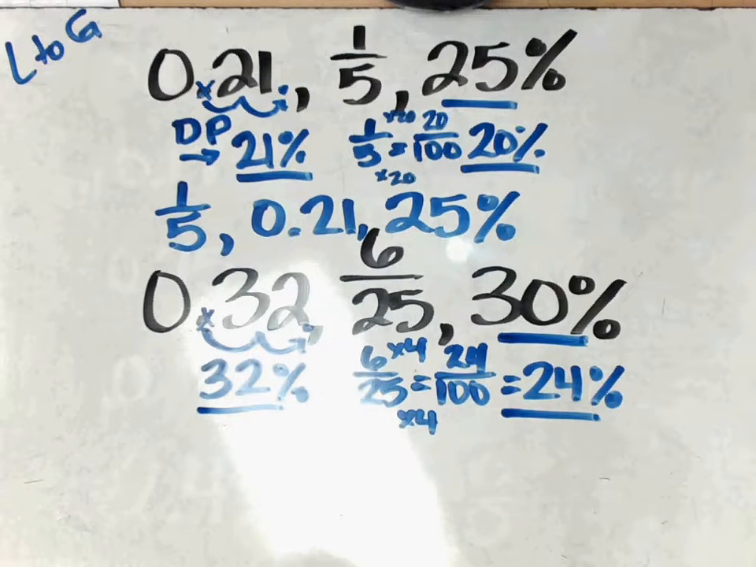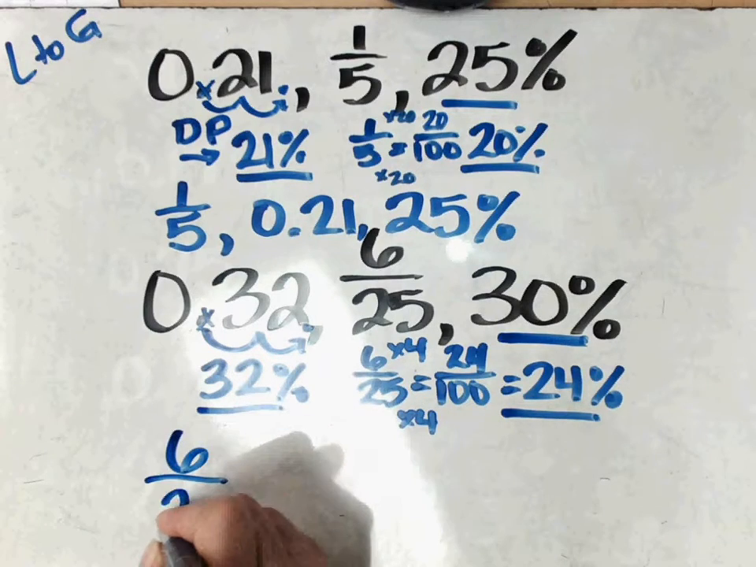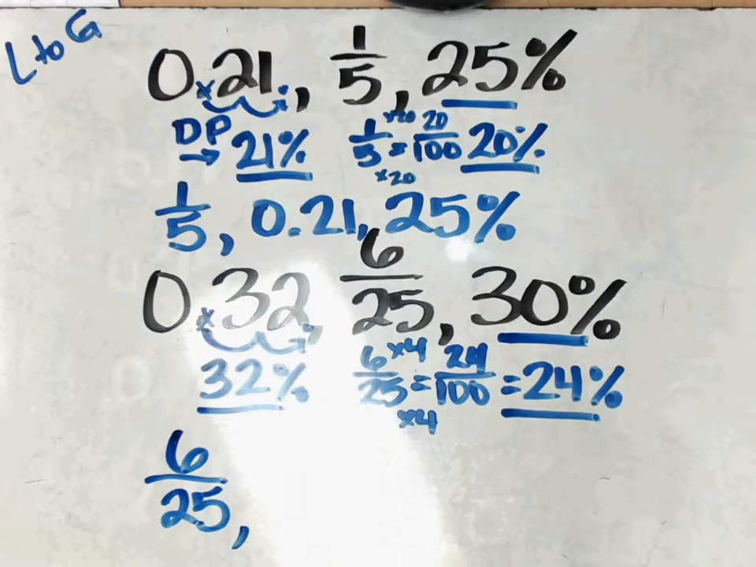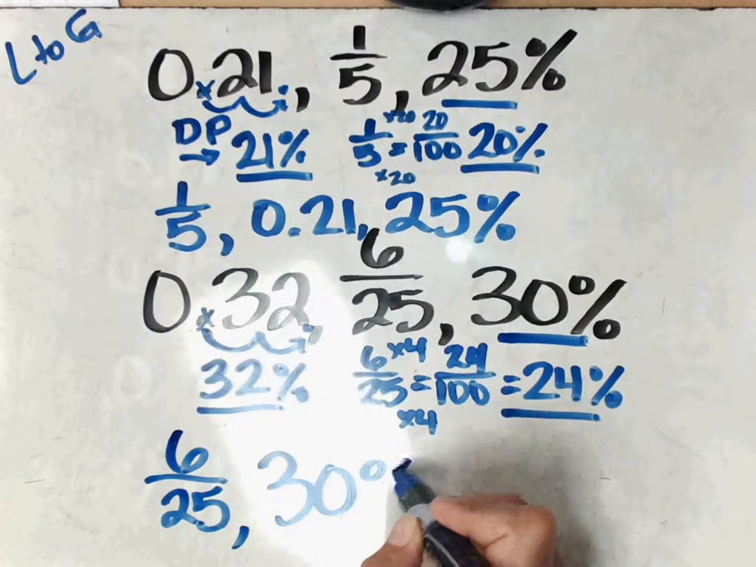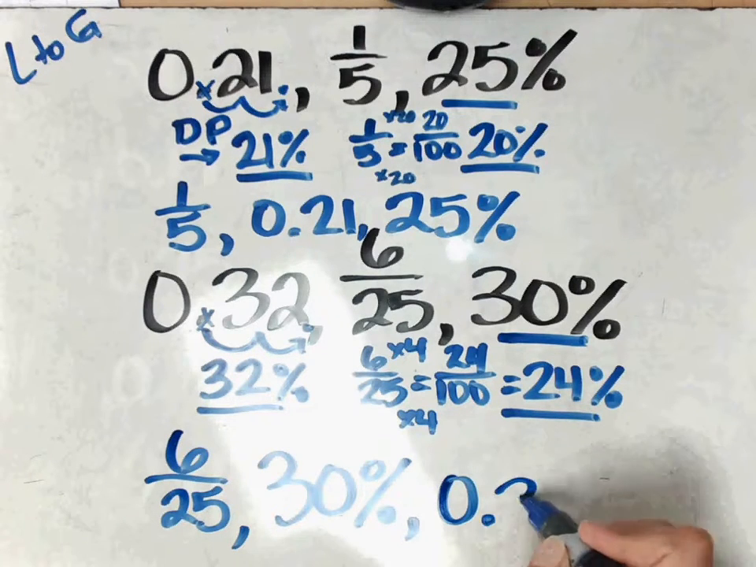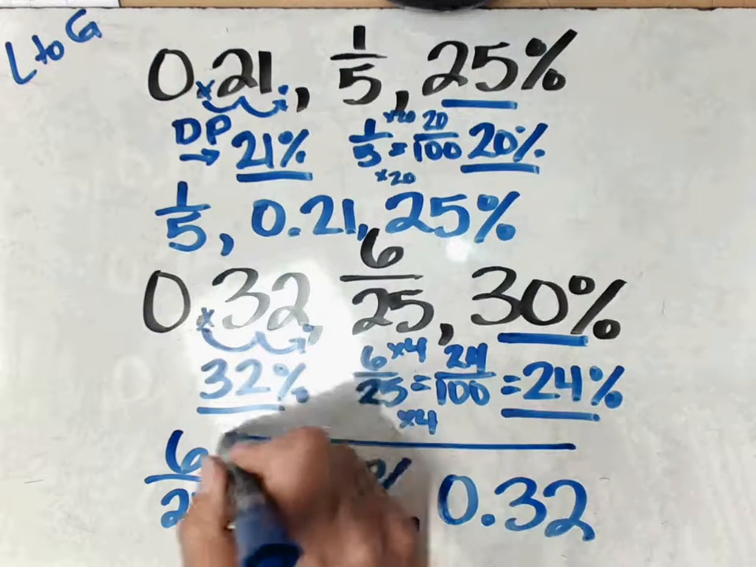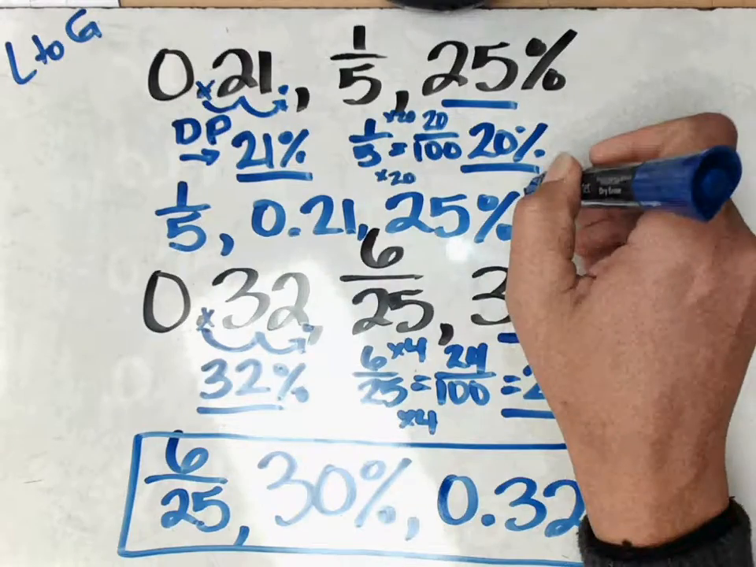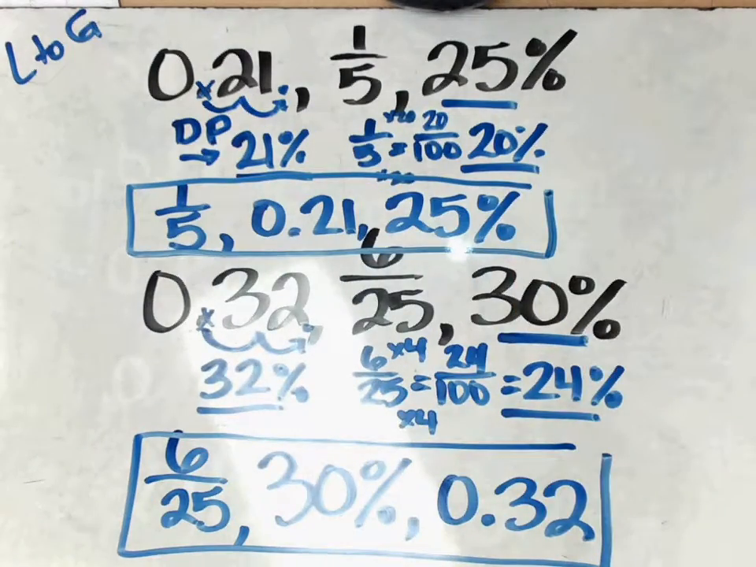So the least was 24%, which was 6 25ths originally. Then 30%, which was originally 30%, so we'll leave it at 30%. Then 32% is the largest this time, and it was originally 32 hundredths as a decimal, so we'll change it back to the original. So there was our answer, least to greatest. And I'll go ahead and square that one because that was our answer for that one. There you go.